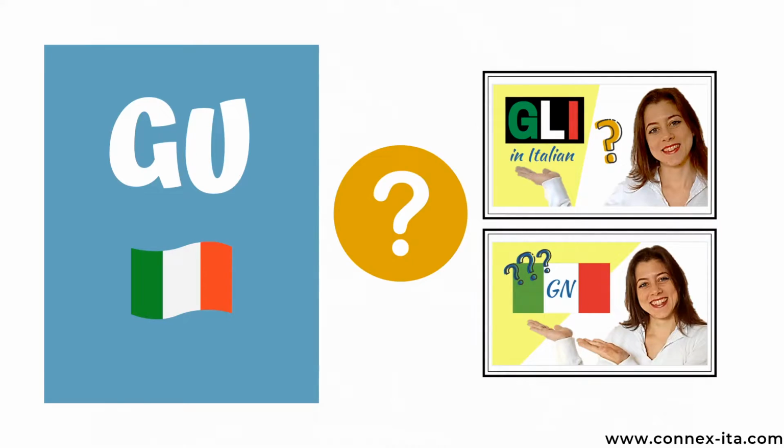In Italian, the way you say the letter G depends on the letters that follow. In these two lessons, I told you how to say the sounds gli and gn, so check them out if you haven't already. Anyway, today I want to show you the sound gu and how to say it the right way. It's very simple and it always follows the same rule.